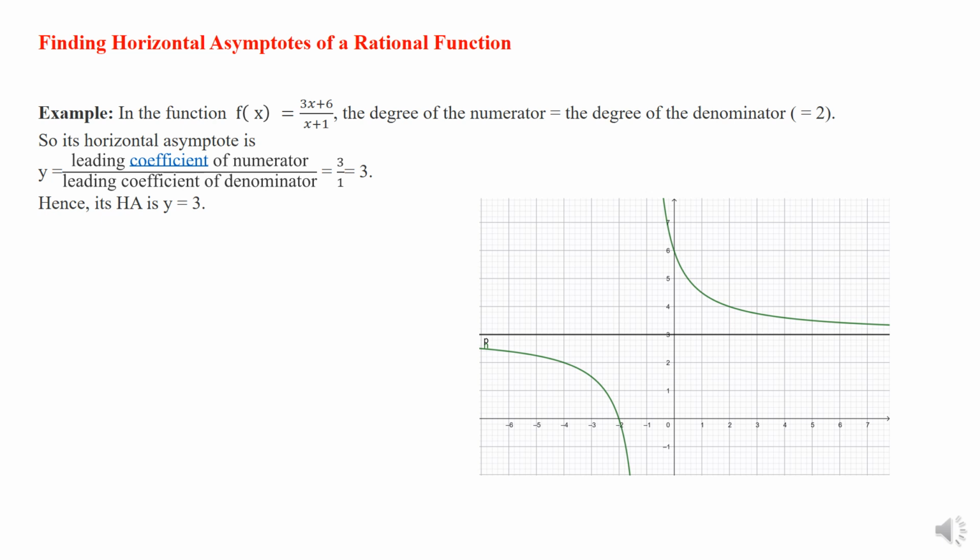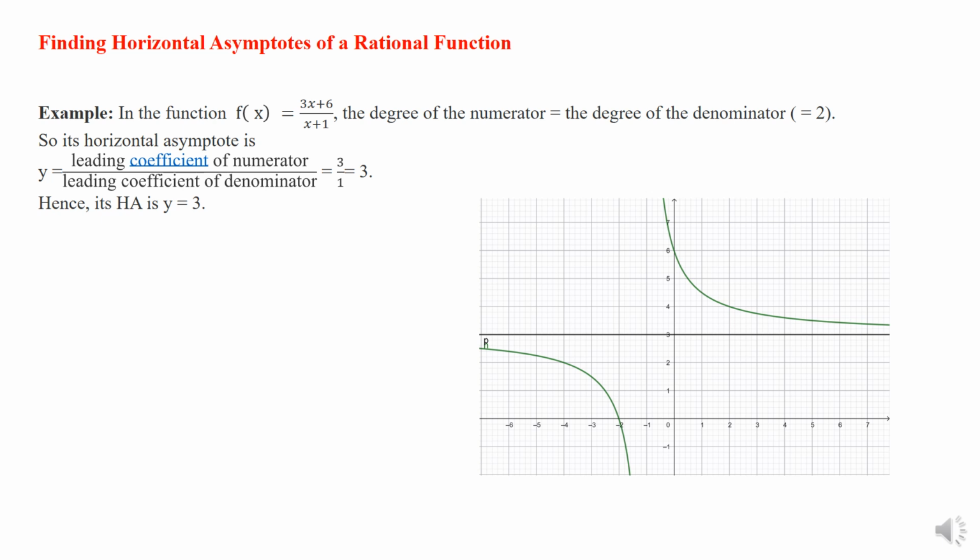So the horizontal asymptote will be equal to the ratio of the leading coefficient of the numerator, which is 3, divided by the leading coefficient of the denominator, which is 1. It's equal to 3. The horizontal asymptote here is y equals 3.